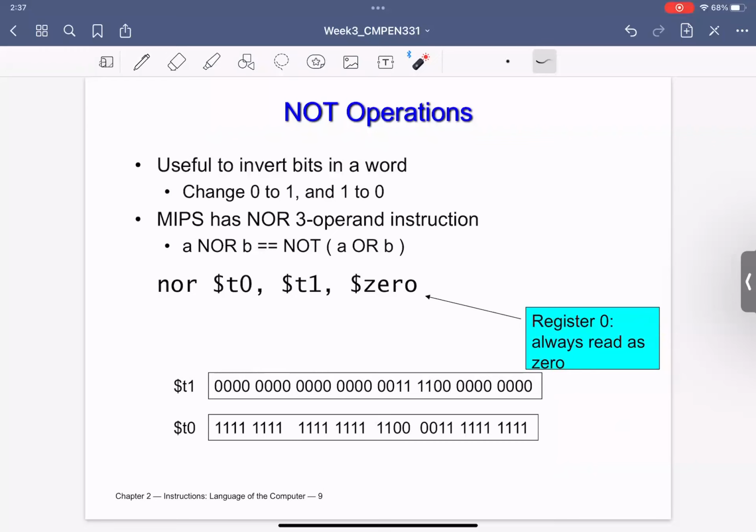NOT operations, you can think of this in the assembly as just NOR, and then T1, comma 0. Because A NOR B, if you recall, is NOT (A OR B). So I will do A or B and then take the NOT of them. But what is this 0?